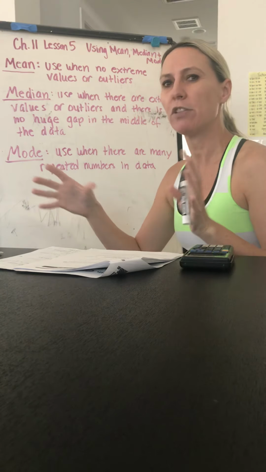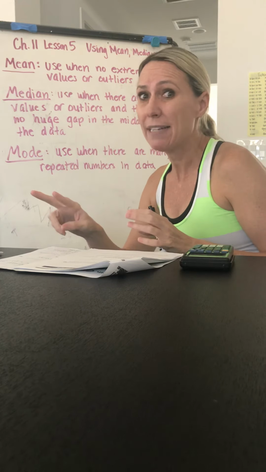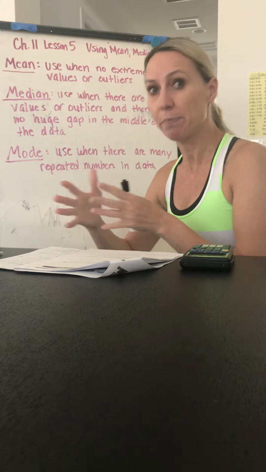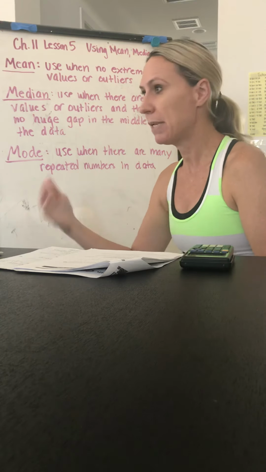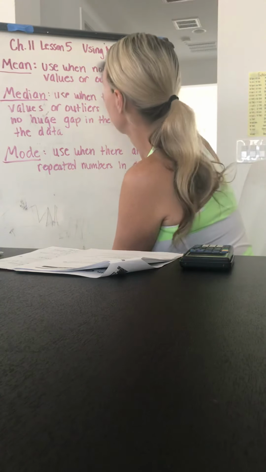Then mode is if there's a bunch of repeated numbers, that could be good. For mode, I also want to look and see, if something only repeats twice and it's kind of an extreme value, you don't want to use that. But if it's in the middle and there's a bunch of repeated numbers, then the mode's a good measure to use. Okay, so we're going to do some examples.